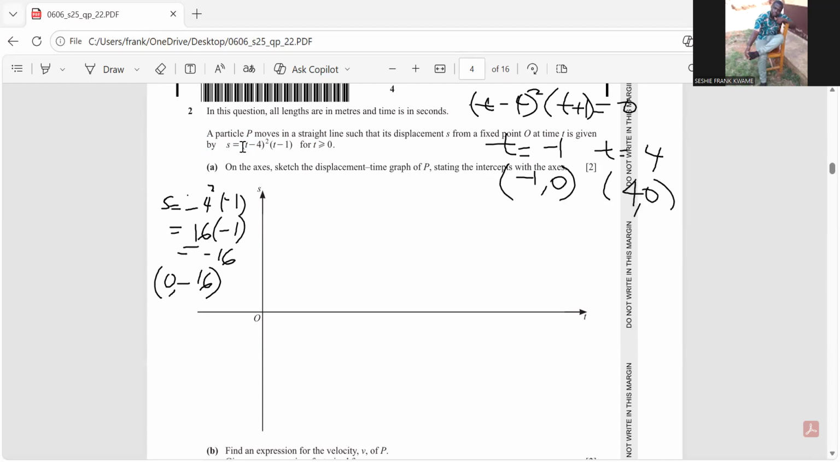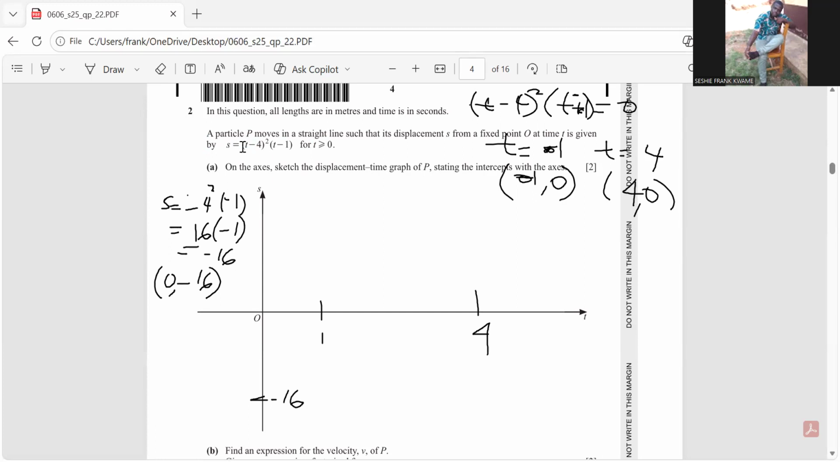If you are going to draw a graph, we have 0, negative 16. You can indicate our negative 16 somewhere here. Then we have, oh sorry, t minus 1, so with t minus 1, t is 1. So 1, 0. We can have our 1 here, and we can have our 4 here.